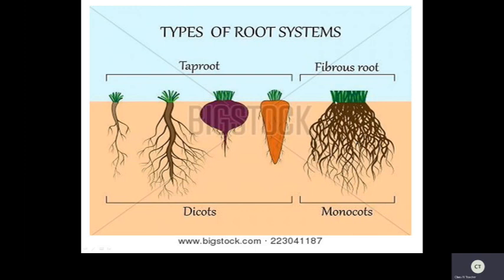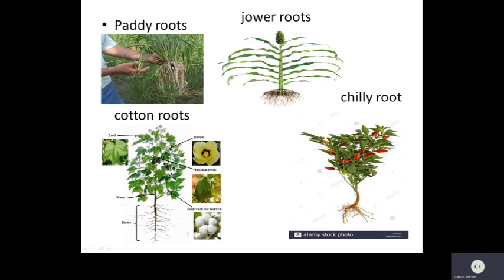Now tell me, here you have observed paddy and jowar. Paddy or jowar comes under which type of root system, children? Yes, fibrous root system. Now, you have seen chili and cotton, right? They come under which type of root system? Taproot system. See here once again. These are fibrous root system and these are taproot system.